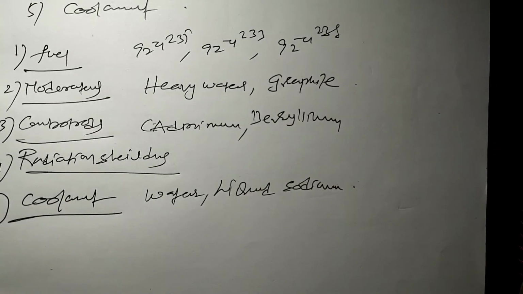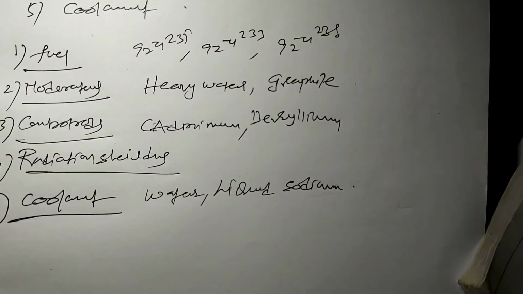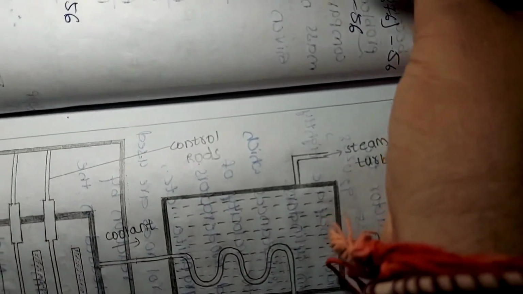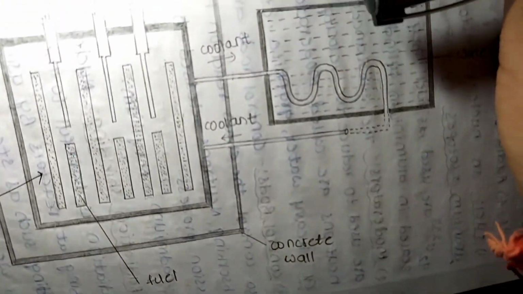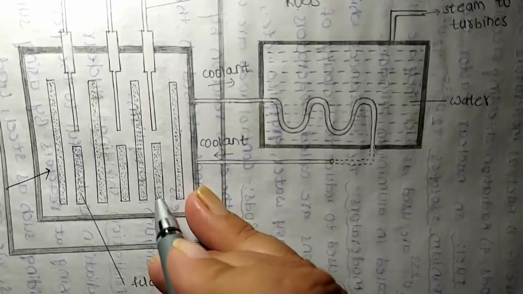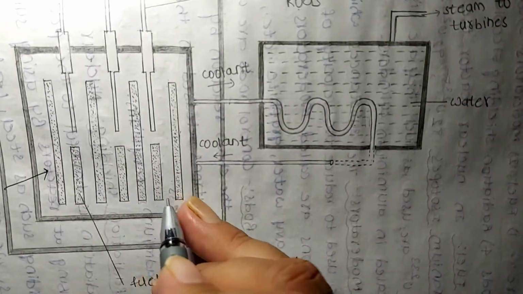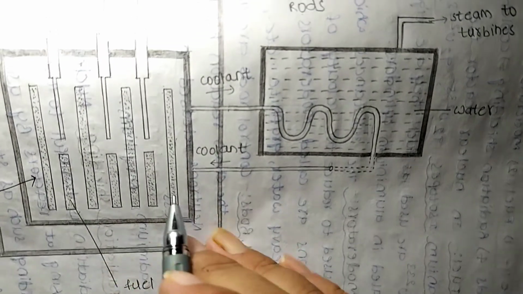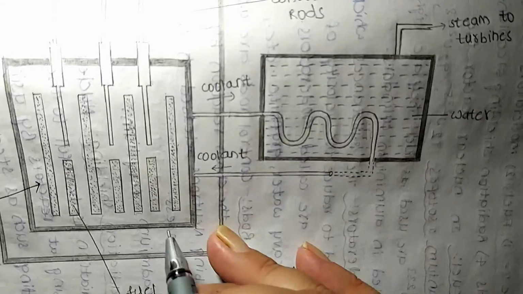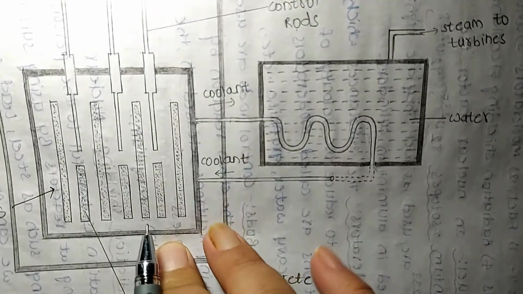So let me explain this whole matter using the diagram. Here, this is an aluminum cylinder. These are the aluminum cylinders. In these aluminum cylinders, fuel is sealed.